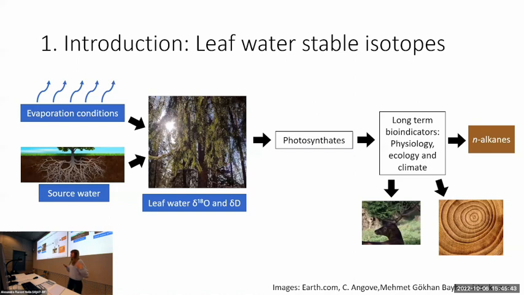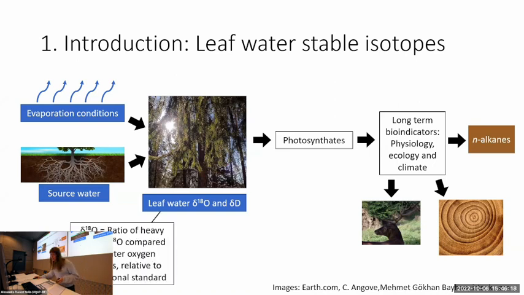Yeah, so why leaf water stable isotopes? Why don't you want to look at tree rings? Well, if we start on the left here, we've got evaporation conditions in the forest and source water variability that's impacting the leaf water isotope variability. And don't let the D confuse you there. You know, H2O is water, H, that's the D, and then O, that's 18O.